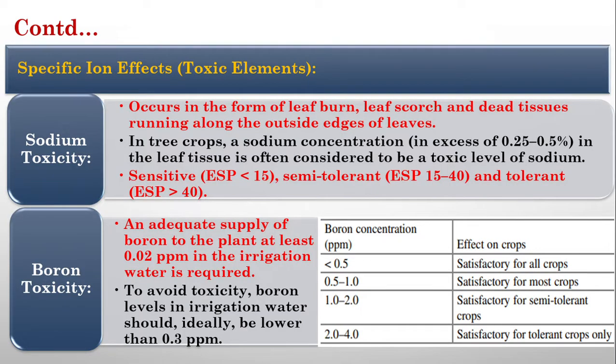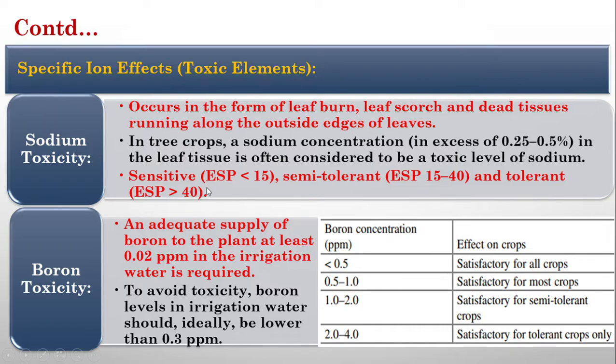And the fourth parameter is specific ion effects, which can cause toxicity to plants or soil. Some elements or ions can cause toxicity to plants, for example, sodium, boron, chloride, etc. So all these elements can cause toxicity when in excess amount. Sodium occurs in the form of leaf burn. Excess amount of sodium can cause leaf burn, leaf scorch and dead tissues running along the outside edges of leaf. So by all these symptoms we can say that the sodium is higher in irrigation water.